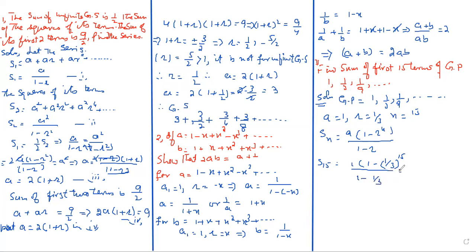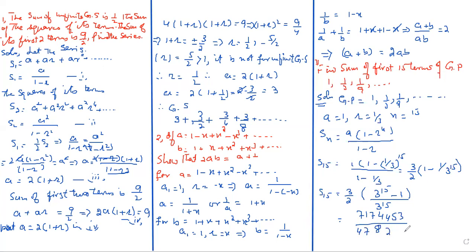So it would be 3 over 2 times 1 minus 1 over 3 raised to power 15. So S15 equals 3 over 2 times 3 raised to power 15 minus 1 divided by 3 raised to power 15. Just calculate it. The final calculation, I have calculated it, is 7174453 divided by 4782969. That's the final answer.